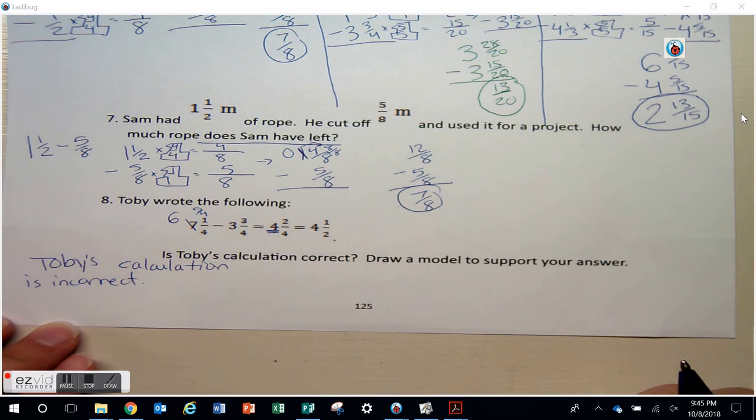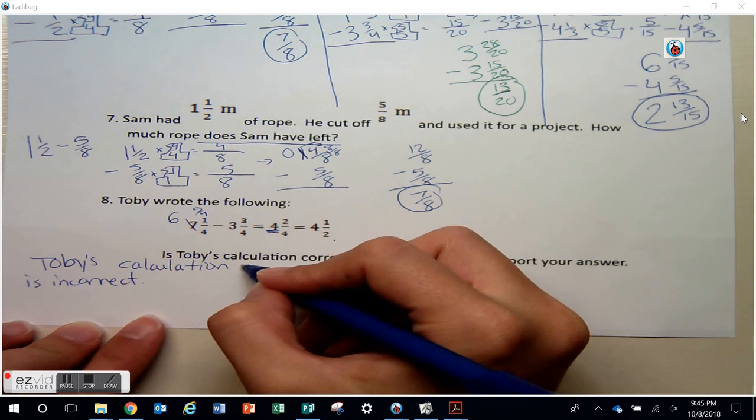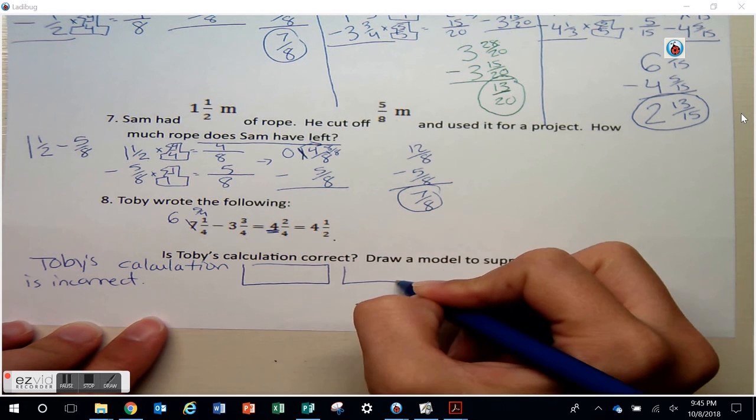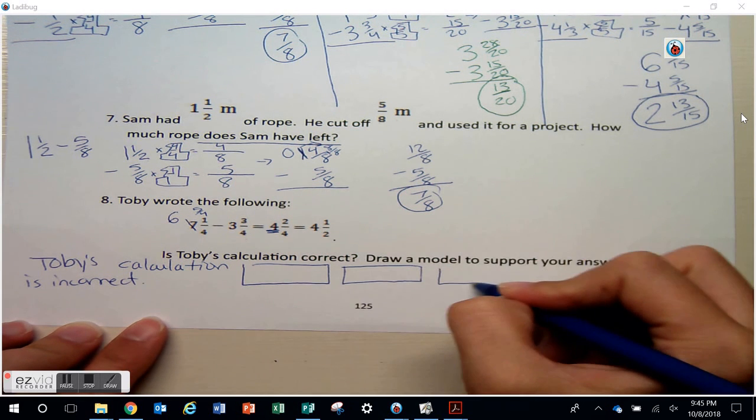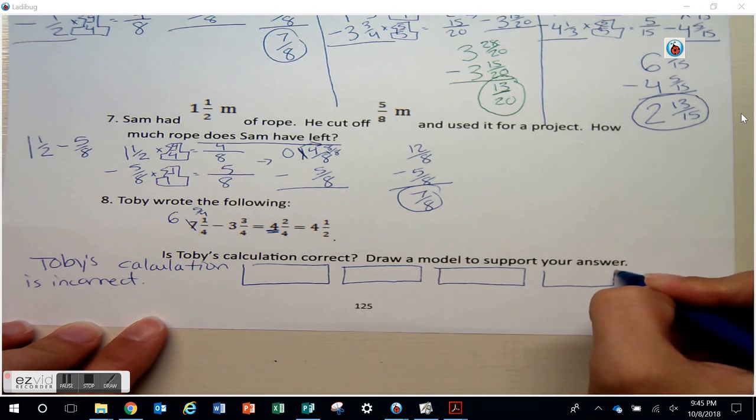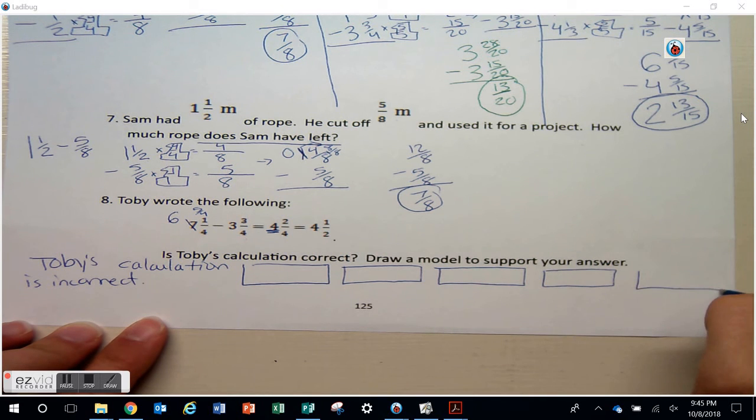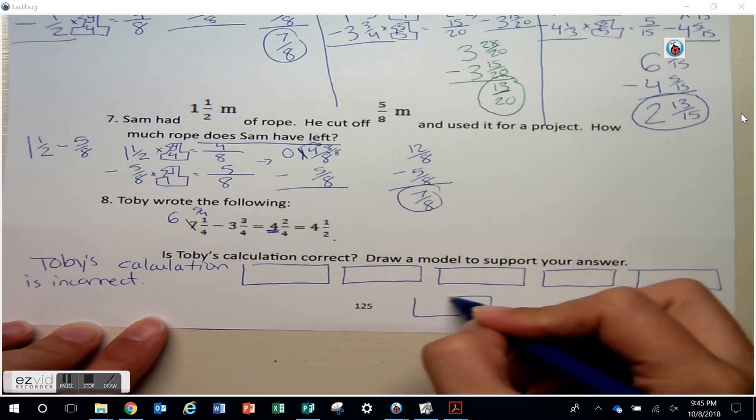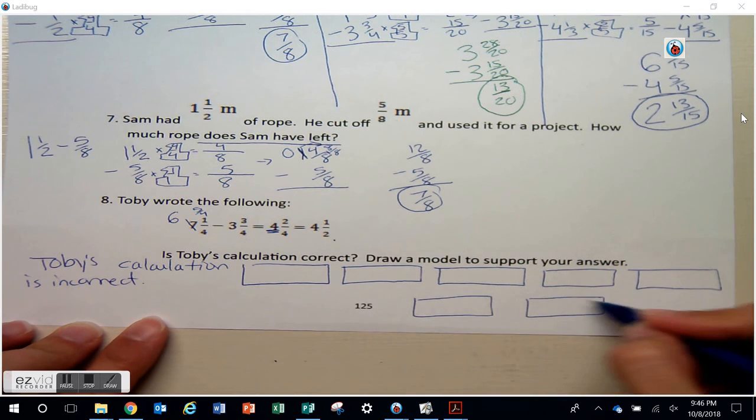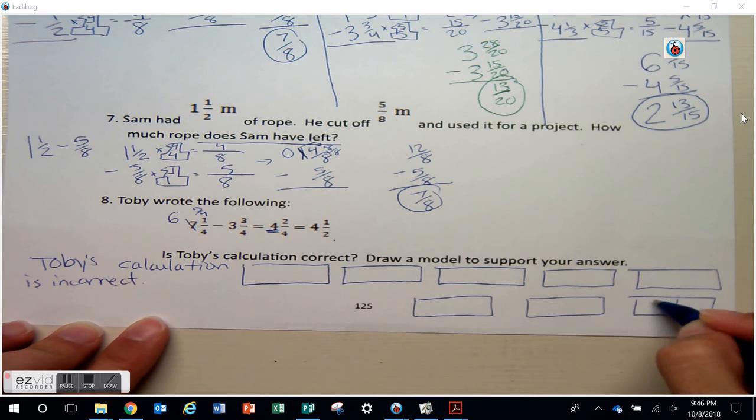Toby's calculation is incorrect. So let's draw our model. 1, 2, 3, 4, 5, 6, 7, and 1/4.